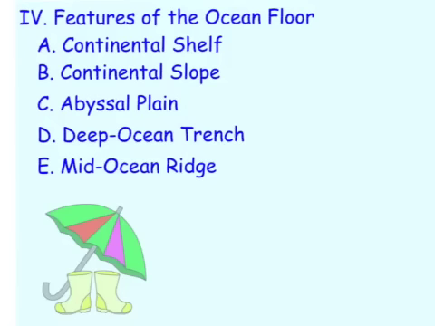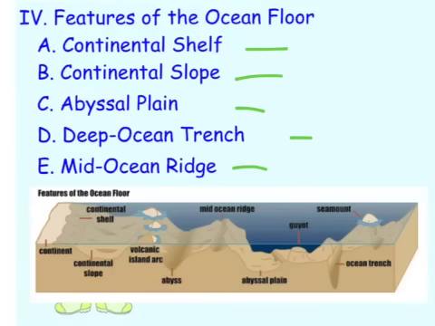Finally, we're going to talk about features of the ocean floor: continental shelf, the continental slope, the abyssal plain, deep ocean trenches, and mid-ocean ridge. So get ready for the next slide, and I'll show you what those things look like so you know what to look for. So you see this diagram here.